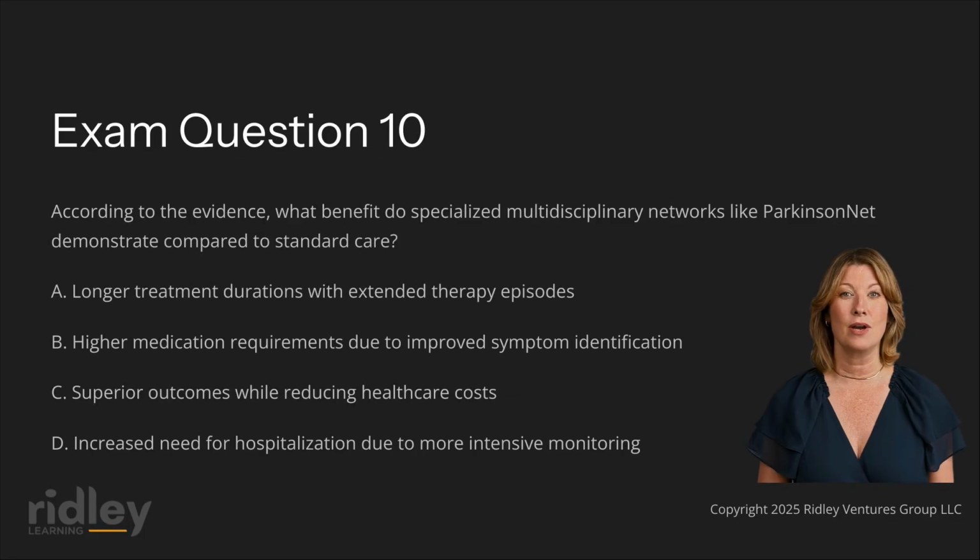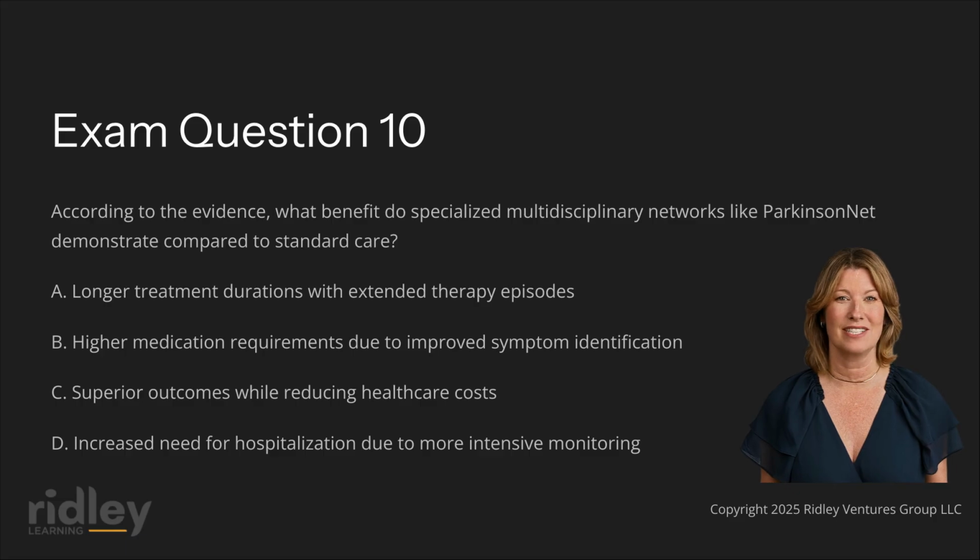Question 10. According to the evidence, what benefit do specialized multidisciplinary networks like ParkinsonNet demonstrate compared to standard care? The correct answer is C. Superior outcomes while reducing healthcare costs. Rationale. Specialized multidisciplinary networks represent a highly effective care delivery model for Parkinson's disease. Research on networks like ParkinsonNet demonstrates that when clinicians develop specialized expertise in Parkinson's disease and work together in coordinated networks, they achieve better patient outcomes while actually reducing overall healthcare costs.